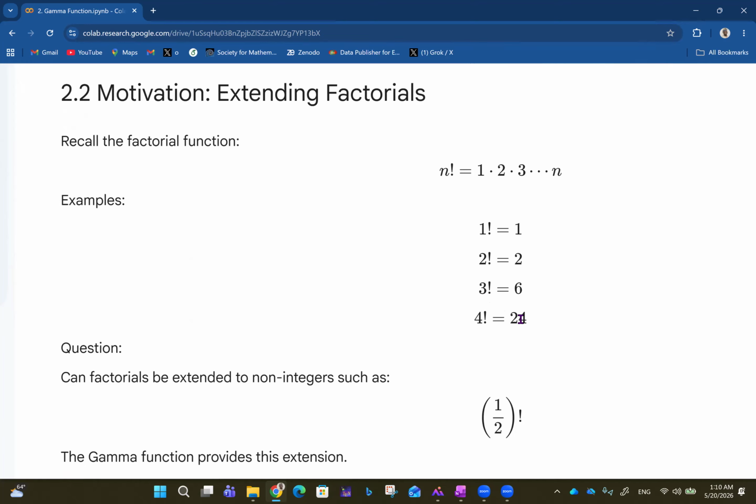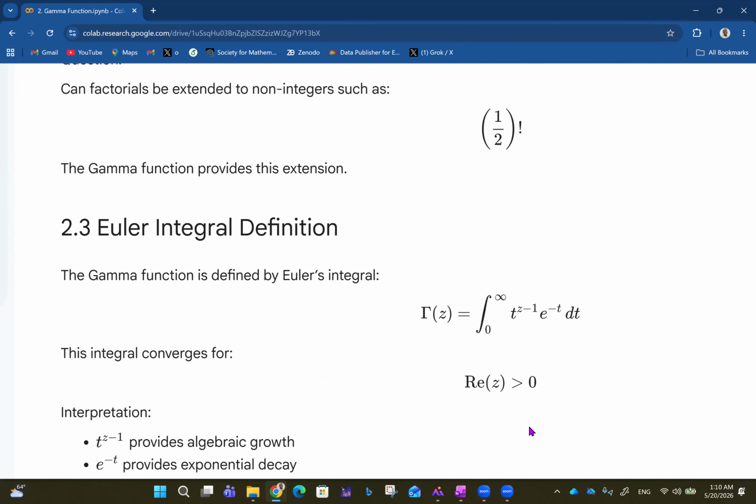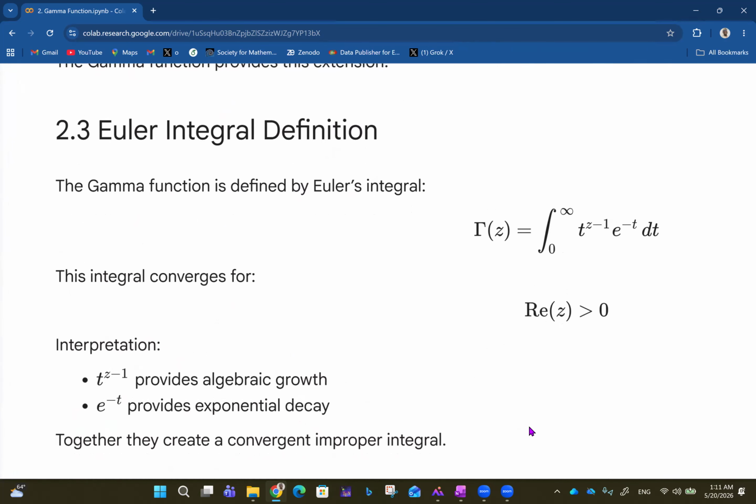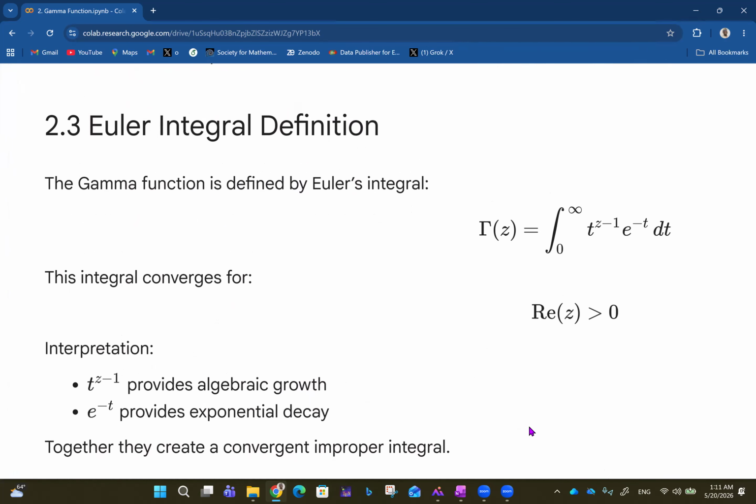which is 24. Now the question becomes this: can factorials be extended to non-integers, such as half factorial? Can we find half factorial? That's the question. The gamma function provides this extension when you deal with things like half factorial. Of course, we also know that 0 factorial is 1. So the gamma function is a very cozy place to prove that 0 factorial is 1, right?